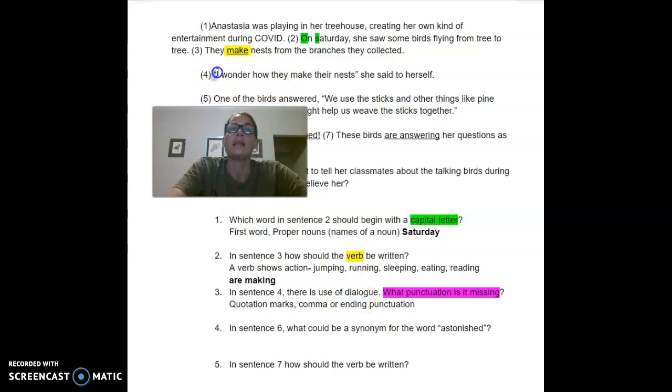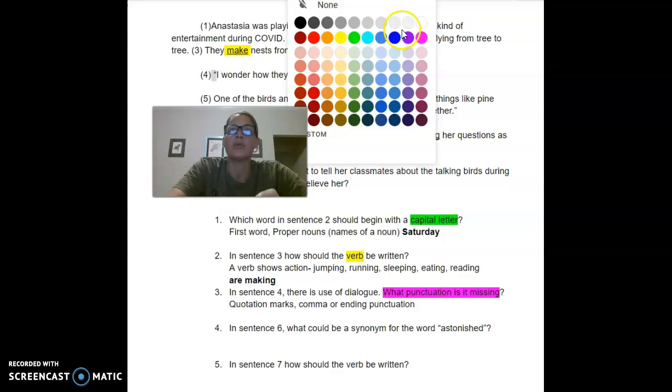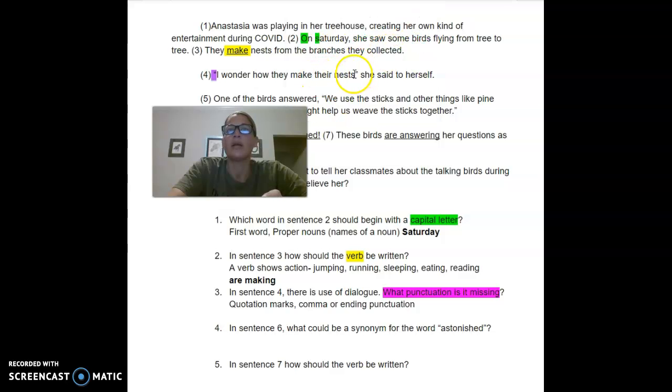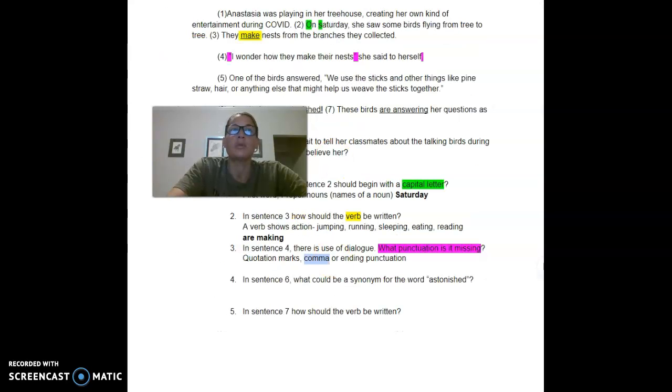So I immediately see I have my quotation marks, so that's good. I have she said to herself with the ending punctuation here, which is great, which means that what I'm looking for is this comma. That's what I'm missing. Oops, undo that. What did I just do?